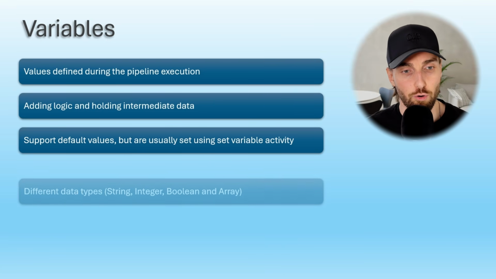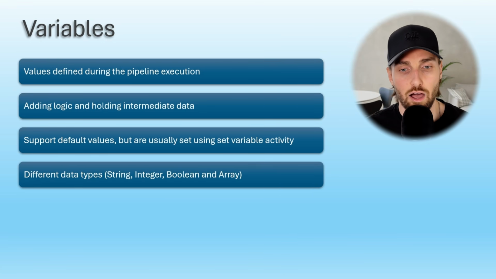Variables also support a few different data types. However, when compared to parameters, there are fewer choices. Currently, variables support 4 different data types, which are string for text values, integer for whole numbers, boolean for true or false values, and then array for a list of items that could be any data type.